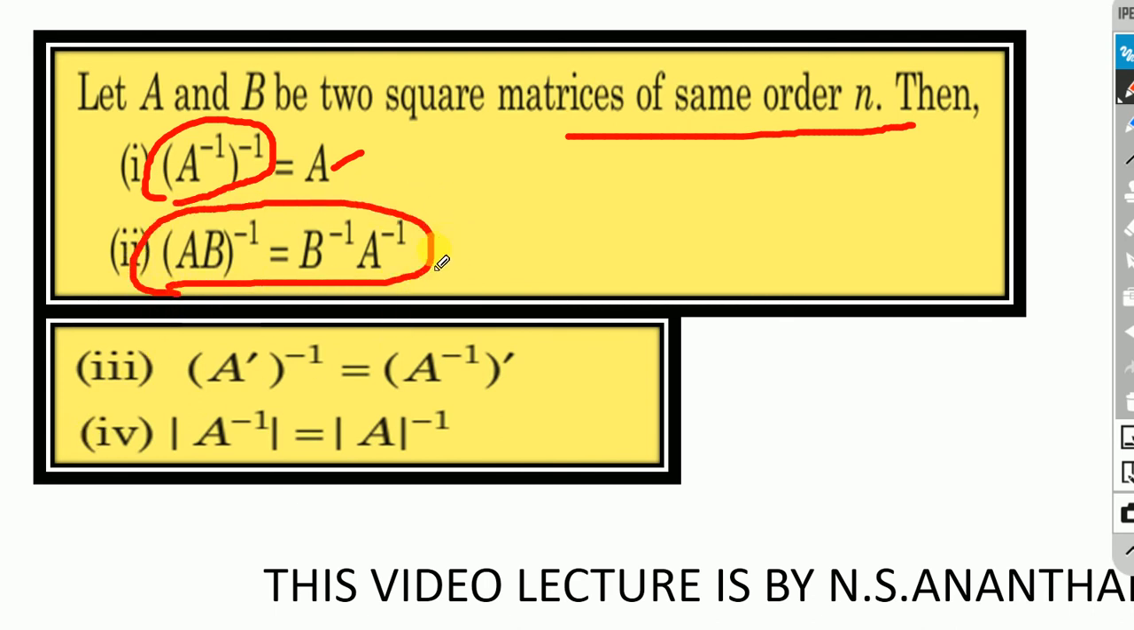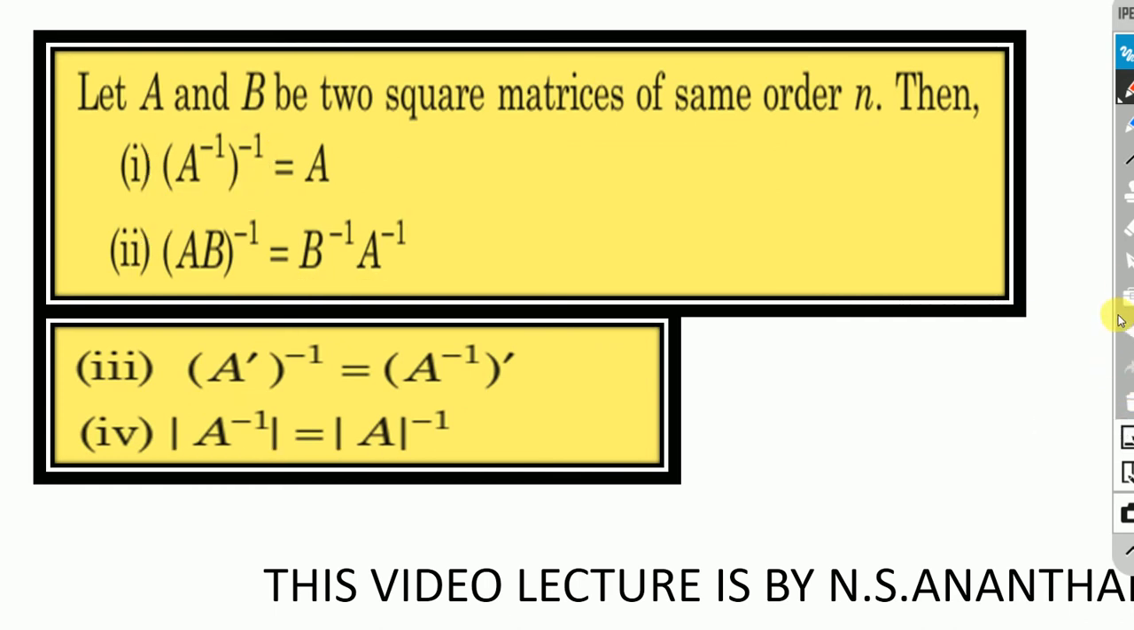These properties are proved in the classes usually for the board examination. And inverse of A transpose is transpose of A inverse, and determinant of A inverse is equal to inverse of the determinant A, which is nothing but 1 by determinant A, that we have seen.